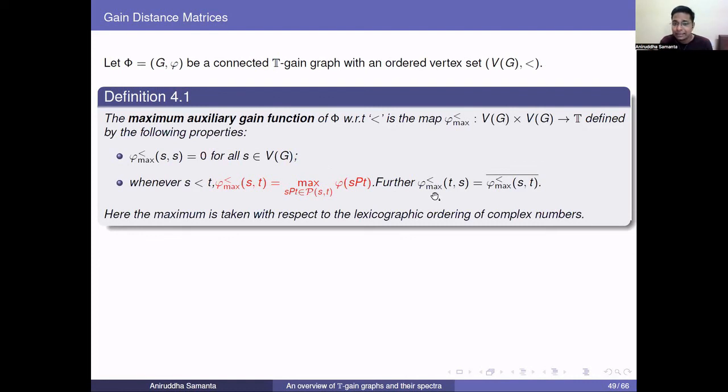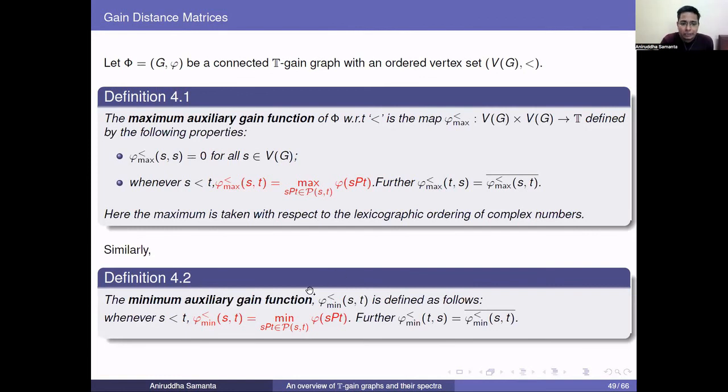And further, in that time, phi max less T, S is nothing but the complex conjugate of phi max less S, T. Okay. So similarly, we can define the minimum auxiliary gain function phi min less S, T. So whenever S is less than T, phi min less S, T would be nothing but the minimum gain over all shortest paths from S to T. Okay. And this minimum is taken with respect to lexicographic ordering of complex numbers.